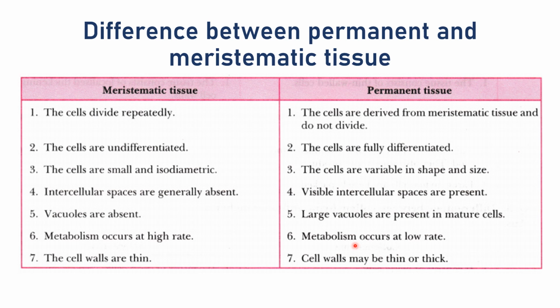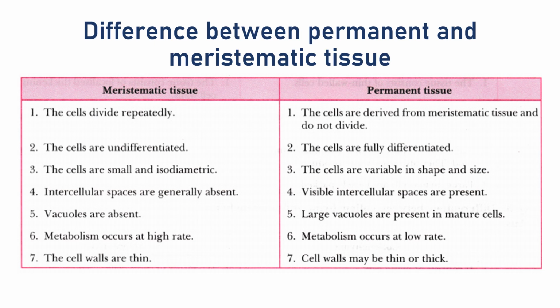Then, meristematic tissues have thin cell walls. In permanent tissues, the cell walls may be thin or thick: thick in the case of sclerenchyma, and thin in the case of parenchyma.